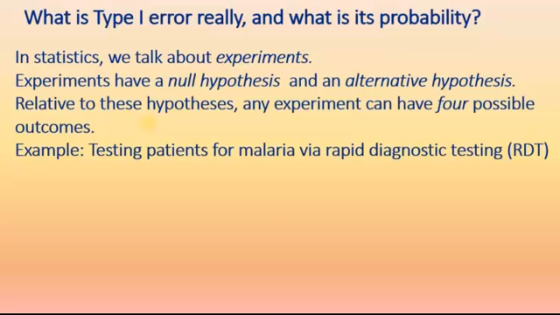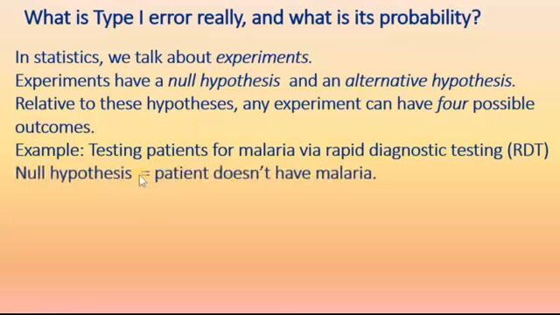Suppose we're testing patients for malaria via rapid diagnostic testing, RDT. This is a common malaria test that's convenient and is used in the field in many places. So this patient test can be called an experiment. Now, in this case, the null hypothesis would be that the patient doesn't have malaria, and the alternative hypothesis would be that the patient does have malaria. So every time we test a patient, we're conducting an experiment. Now, each experiment can have 4 possible outcomes.